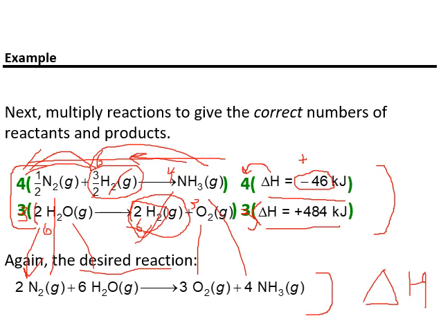Right, so hopefully you can see what we just did. We just multiplied through and got the numbers so that we get what we want down at the bottom here. But don't forget that when you do this, you have to then multiply this number by 4, so that's going to be about minus 200. And then you have to multiply this by 3, so that's going to be like 1500. So you would then take the new number here and add it to the new number here to get this delta H down here, which is what we're trying to get to. Next slide.